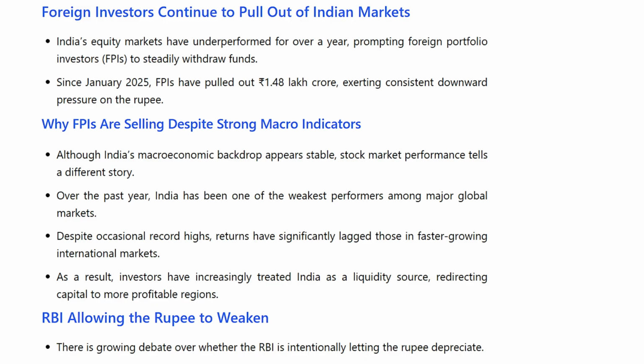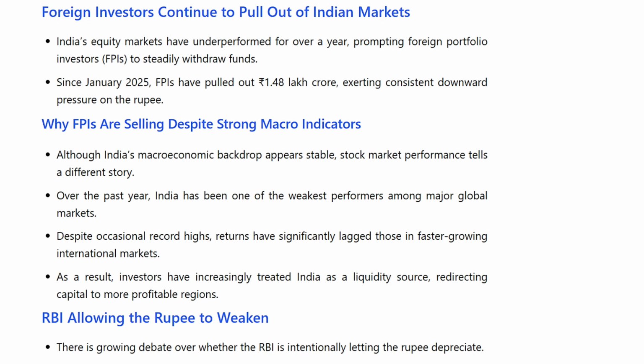Why are FPIs selling despite strong macro indicators? Although India's macroeconomic backdrop appears stable, stock market performance tells a different story. Over the past year, India has been one of the weakest performers among major global markets. Despite occasional record highs, returns have significantly lagged those in faster growing international markets. As a result, investors have increasingly treated India as a liquidity source, redirecting capital to more profitable regions.